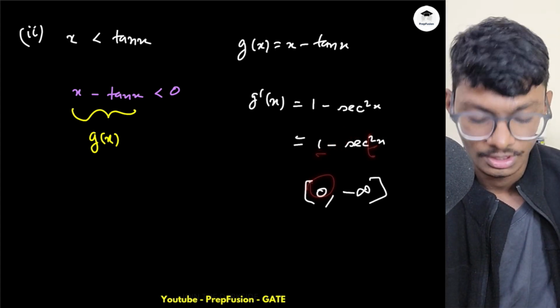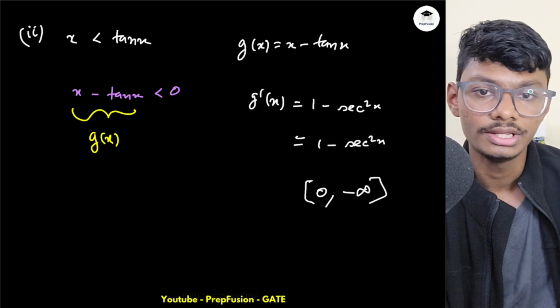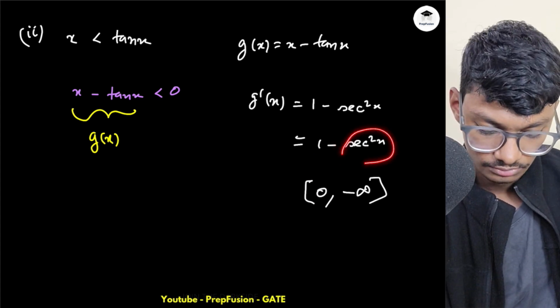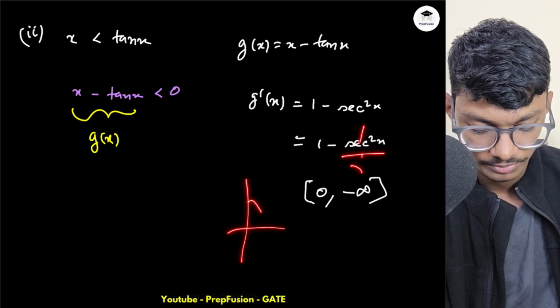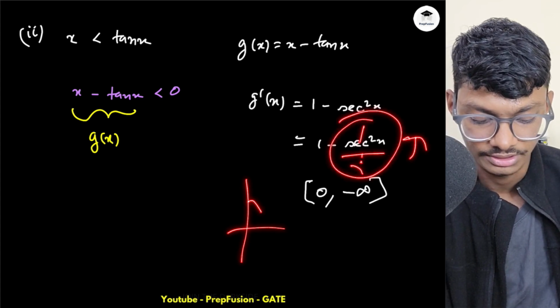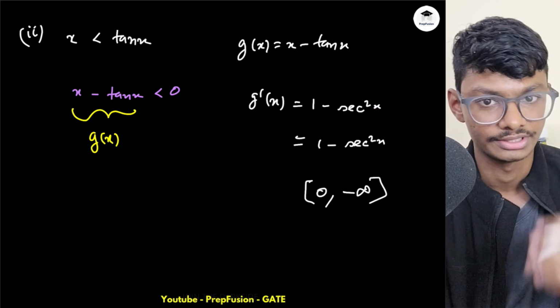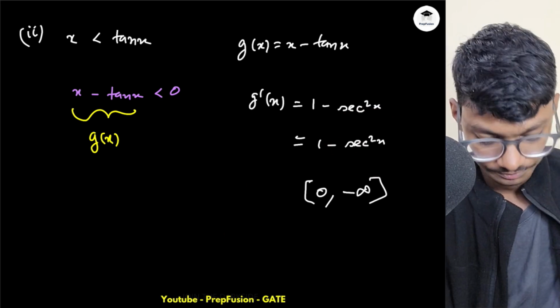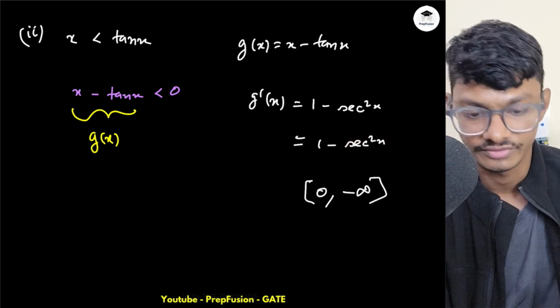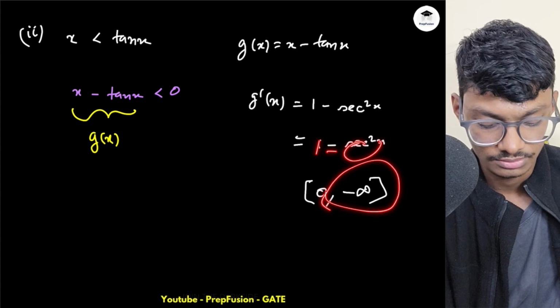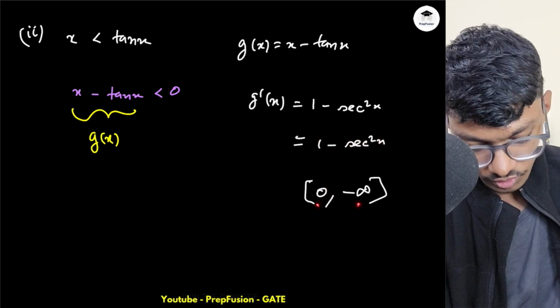So 1 minus 1 is 0. After that, sec of x will only increase because cos x will only decrease. Now this is 1 by something decreasing, so hence this overall thing will increase. I hope you got the point. If you don't, just replay the video. Okay, so this is only increasing after this. So if it is increasing to infinity, 1 minus infinity is minus infinity. So it is going from 0 to minus infinity.